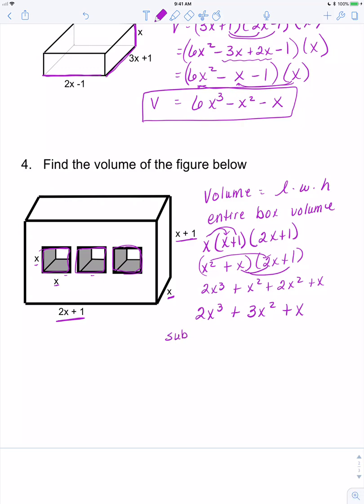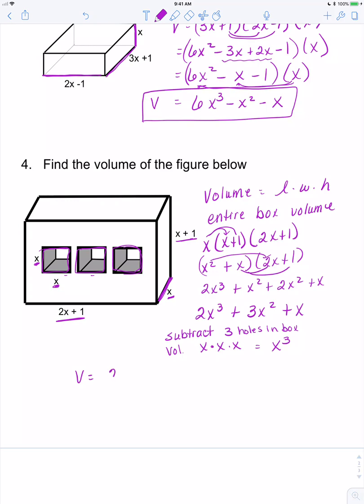Now we've got to subtract out the 3 holes that are in the box, the see-through holes. Well, the volume of that is, well, the length is x, the width is x, but how do we know how deep those are? Well, they go through the whole box, and the whole box is this x. So that's going to be the x times x times x. Remember, volume is length times width times height. So we got x cubed.